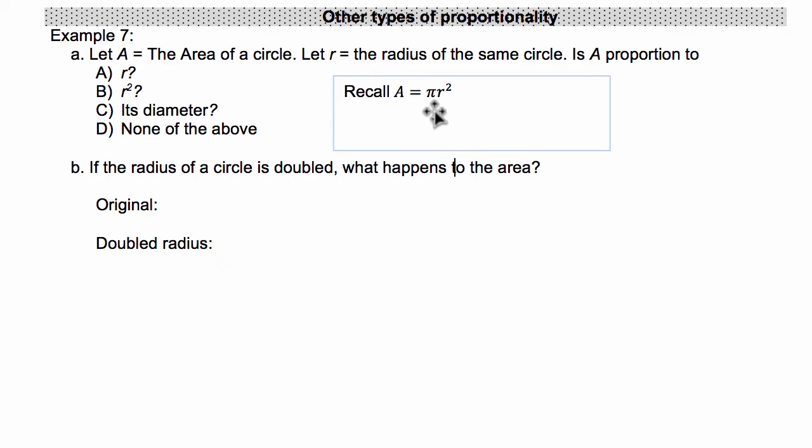Recall, pi is the constant we get when we take the circumference of any circle and divide it by its diameter. Moreover, since the value of A and the value of r squared can change, we can think of them as variable quantities. So area equals pi r squared is an equation of the form variable equals constant times another variable. This should look familiar to you.